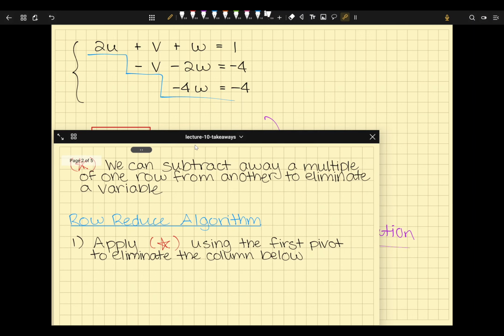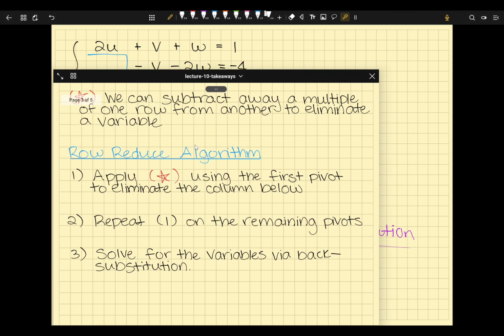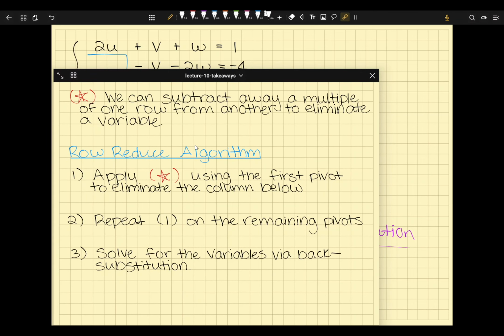Right, so our takeaway from this example: we're going to apply this elimination trick. We start by applying it at the first pivot to eliminate the first column, and then we do it again. So we repeat this step on all of the remaining pivots, and then finally we solve for the variables with back substitution. So this is the main row reduction algorithm. But we'll have to get into some edge cases next.